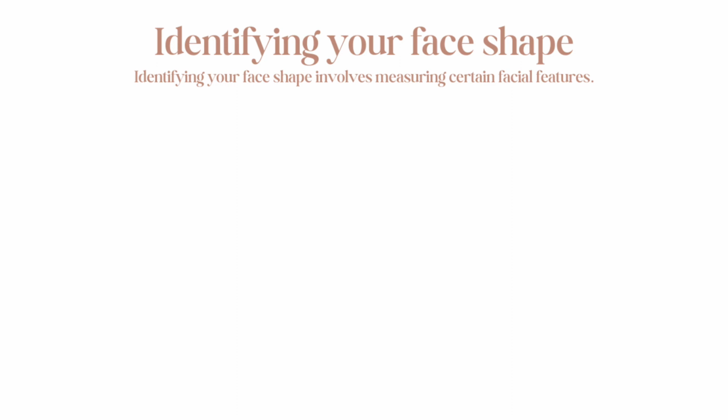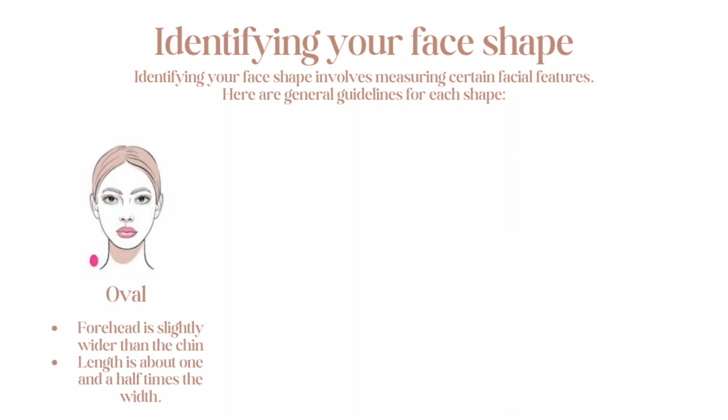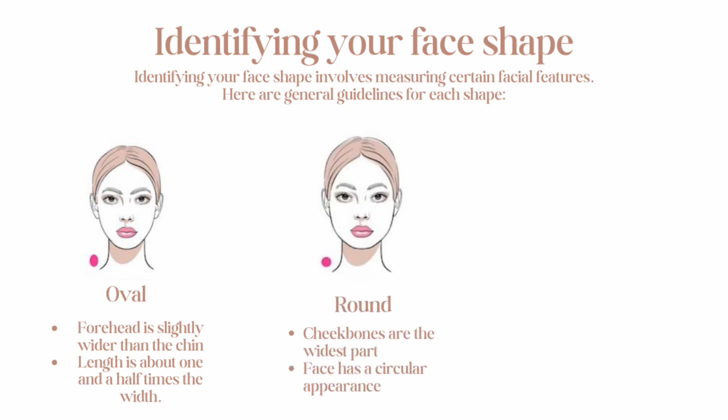Identifying your face shape involves measuring certain facial features. Here are general guidelines for each shape. An oval face shape has a forehead that is slightly wider than the chin, and the length is about 1.5 times the width. With a round face shape, cheekbones are the widest part, and the face has a circular appearance.